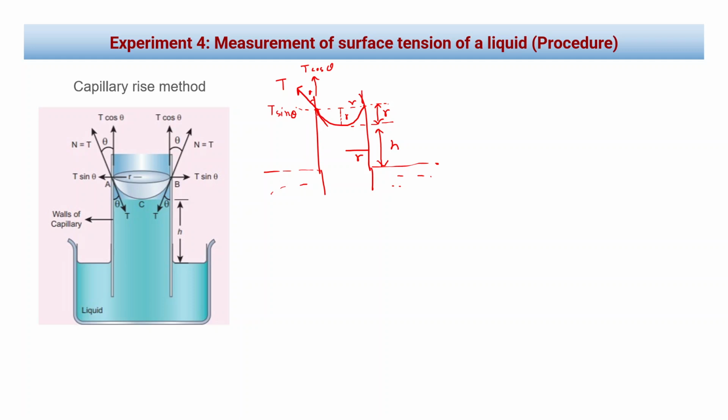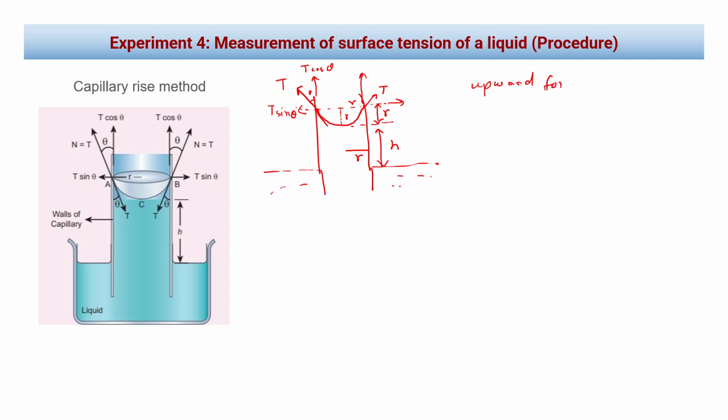Here also the same thing, T, its components T sine theta and T cos theta. We see this T sine theta will get cancelled, right, they are in opposite directions. There is this T cos theta, everywhere it will be in the same direction. So that force acting upward, the upward force here due to surface tension.